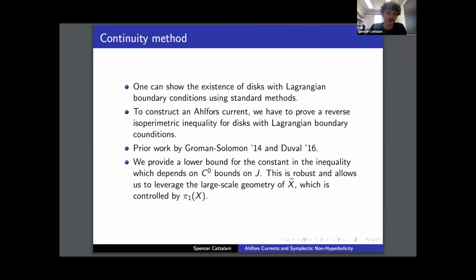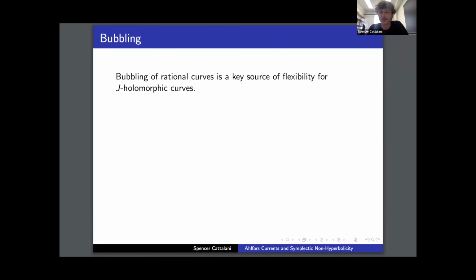Okay, so Ahlfors currents can be constructed with the continuity method. Another point in the analogy is bubbling. Bubbling of rational curves is the key source of flexibility for J-holomorphic curves in general. So if you have an area bound and you fix the complex structure, any lack of compactness comes from bubbling.